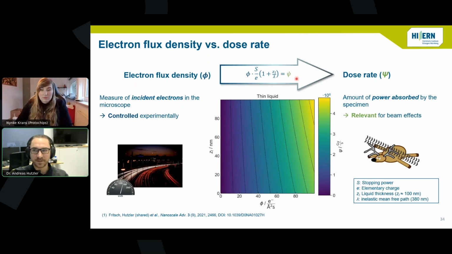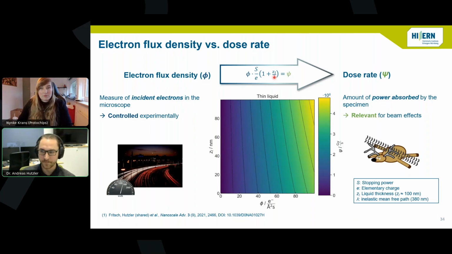And if you want to translate this into a dose rate, so the energy that is absorbed, you need certain material parameters like the stopping power and the mean free path length, which is dependent not only on the liquid but also on the acceleration voltage. So if you go down with the acceleration voltage, the mean free path gets also shorter. That's also why in an SEM processes are much more severe than in TEM.